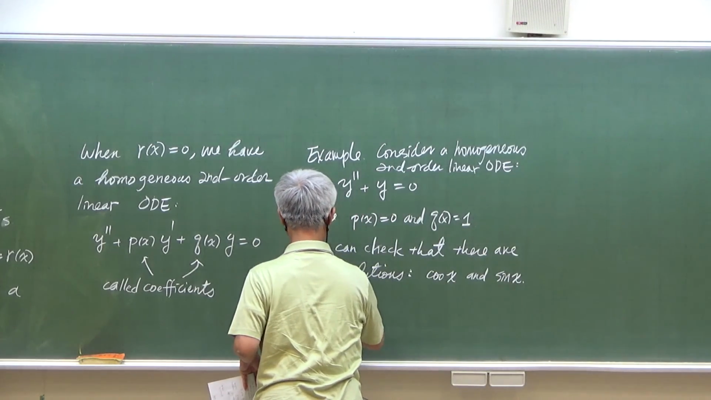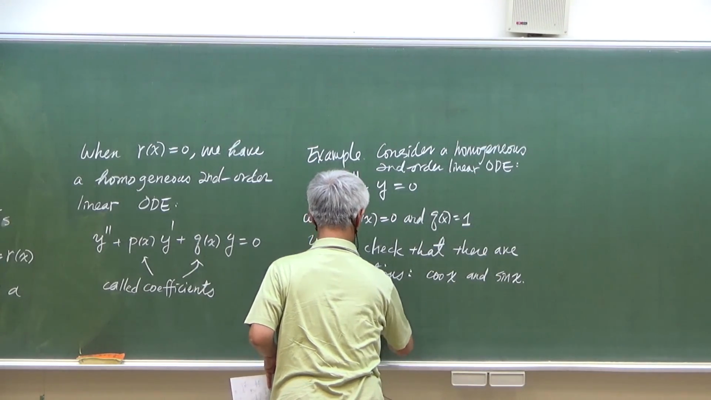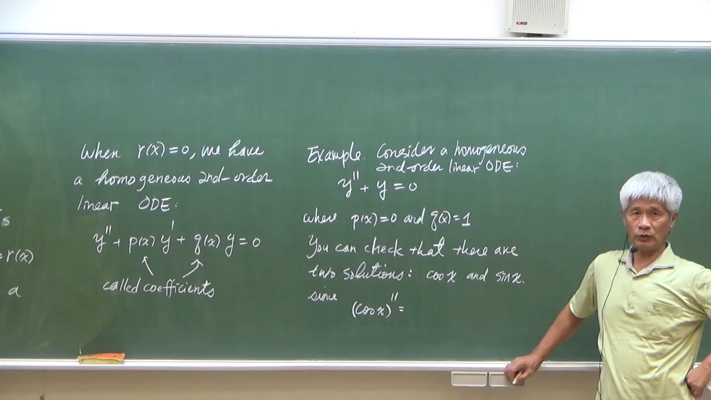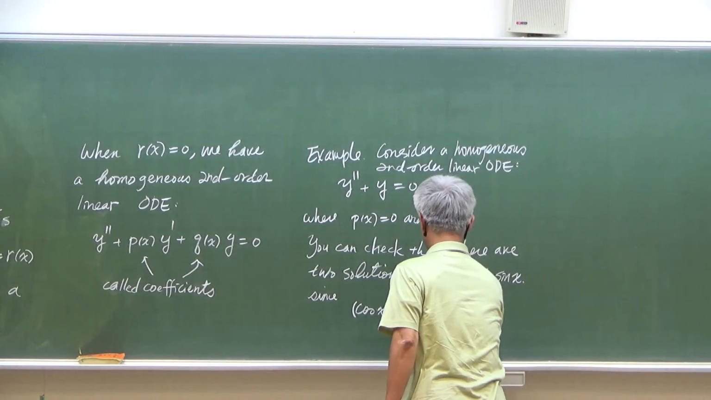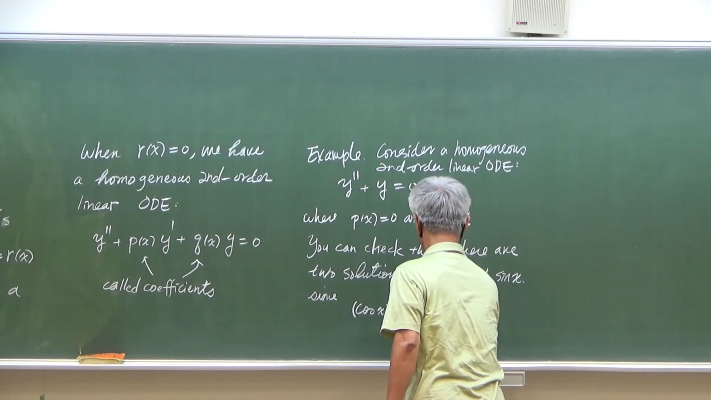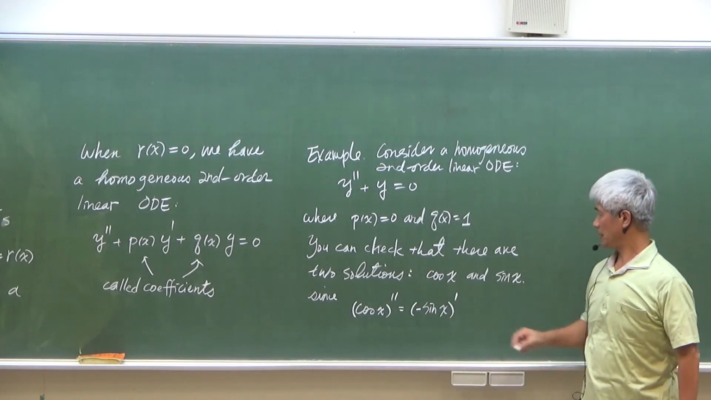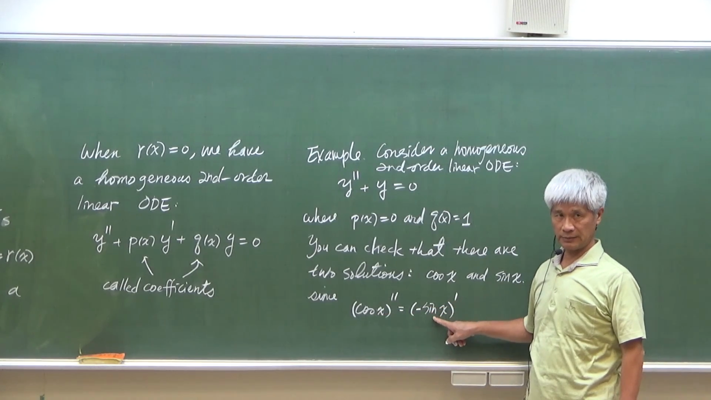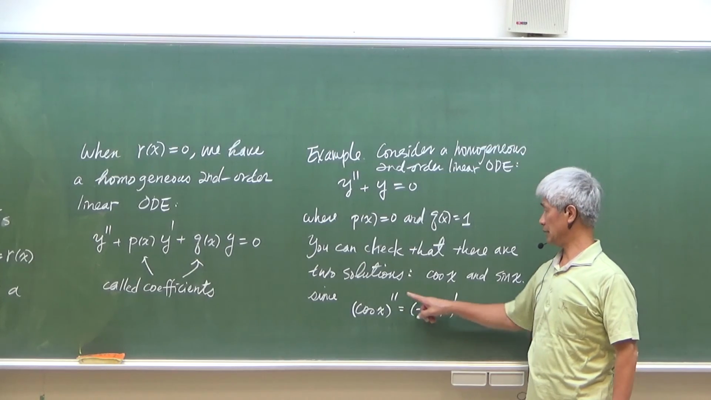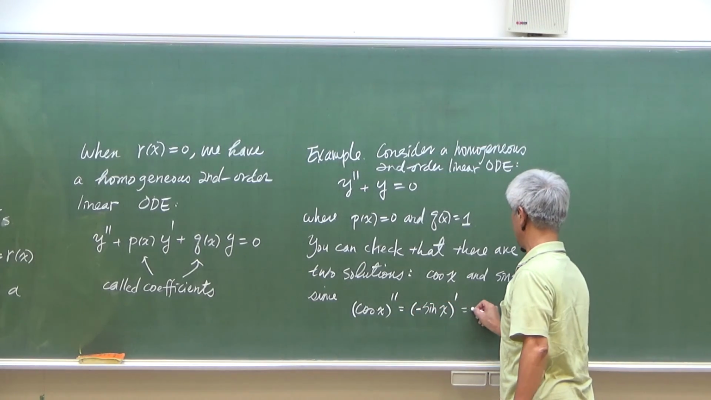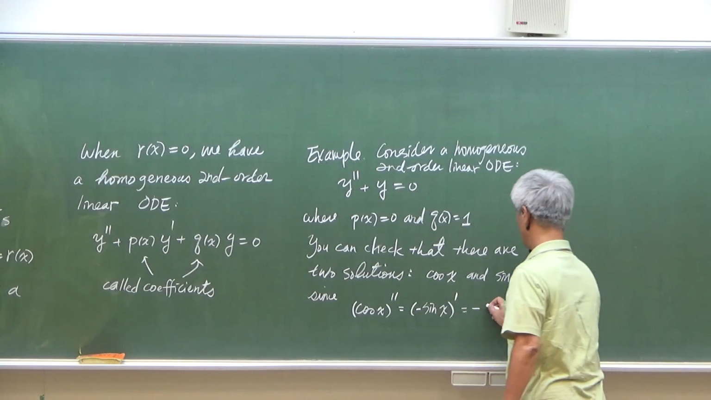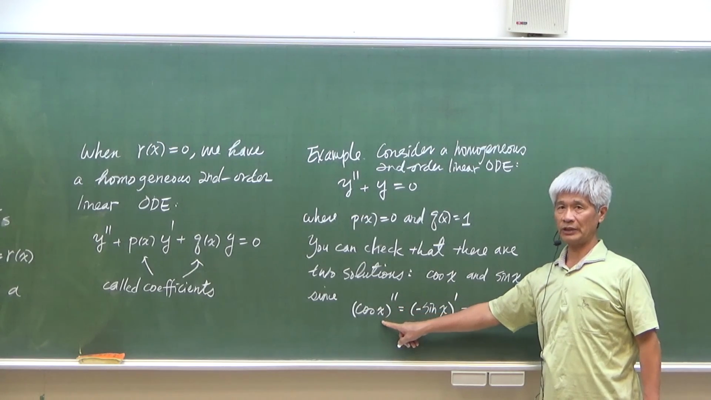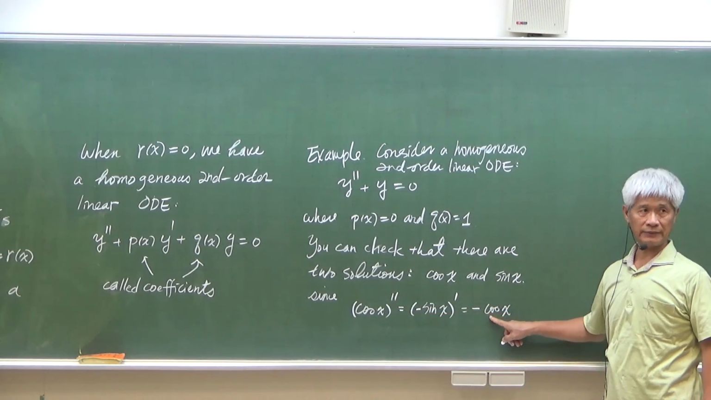Since we know the second derivative of cosine x is minus cosine x, because the first derivative of cosine x is minus sine x, right? And we take the derivative again, so this is minus, and the derivative of sine is cosine. So the second derivative of the cosine function is equal to minus the cosine function.